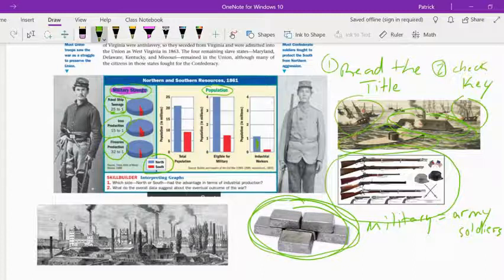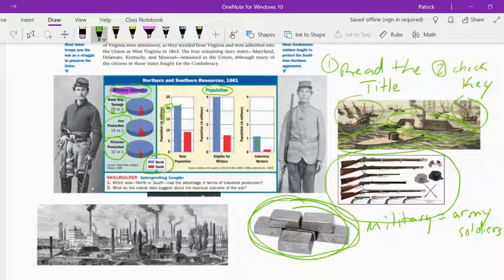The next thing we have is population. What kinds of people do we have? So here it says, what's the total population? Think about this. This is in terms of millions. So this would be 20 million people. The North has 20 million. How many does the South have?